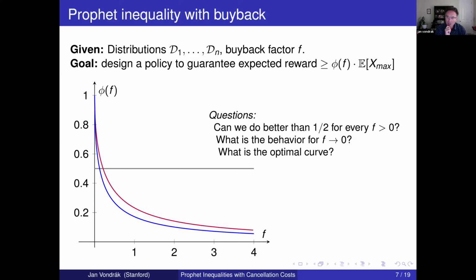All right, so for sure, we can get at least 1/2 because we can get that even without buyback. We can also get what the purple curve is telling us because we allow randomization. But some interesting questions remain. For example, for f equal to 1, can we actually do better than 1/2 or not? What about f equal to 2? Can we get better than 1/2 for any fixed value of f? So that's the kind of question that we were exploring in this work. And the ultimate question here is to identify the optimal curve.